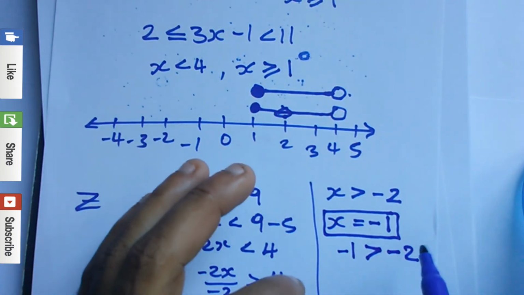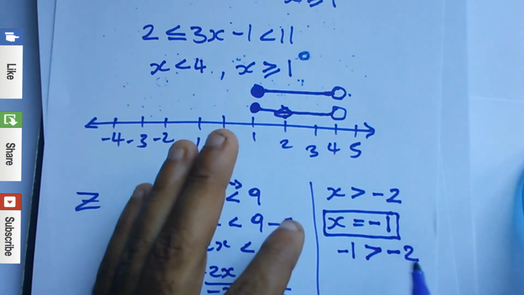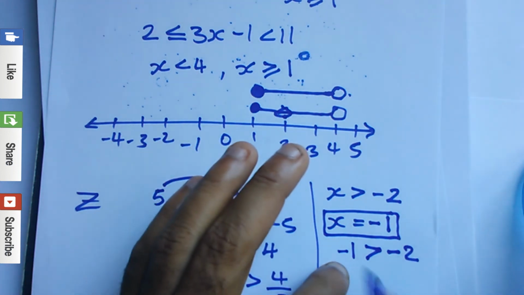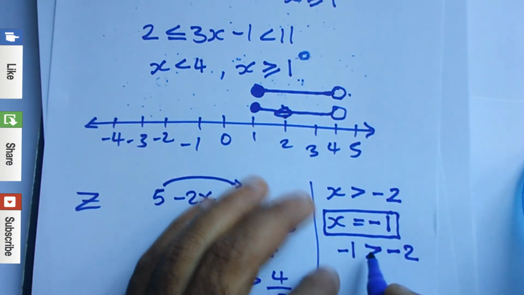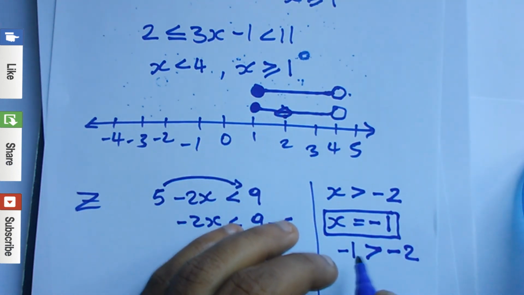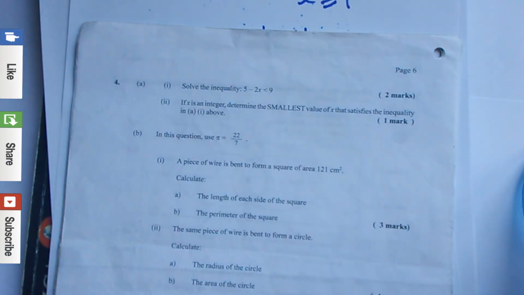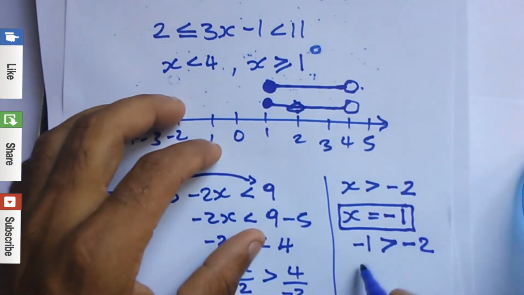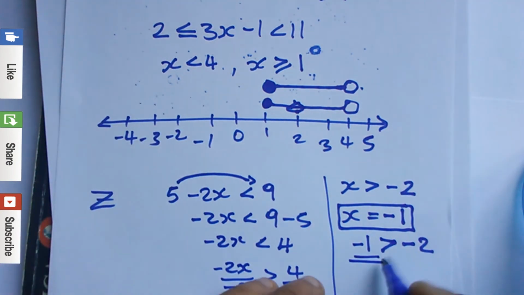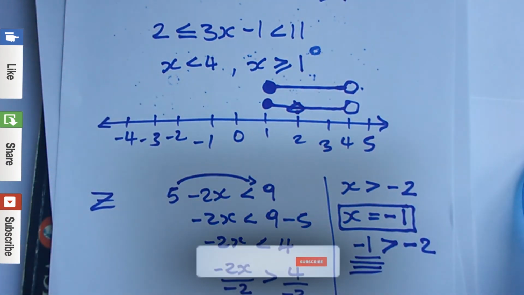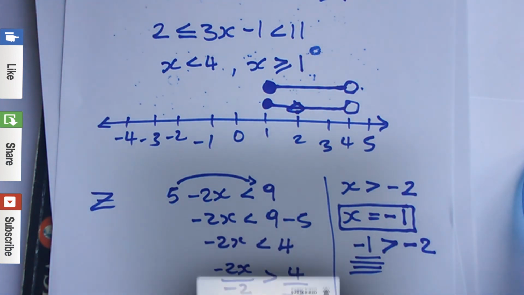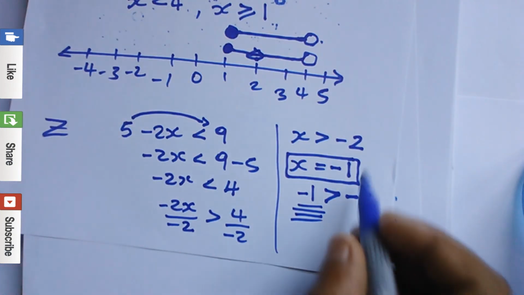What I realized I said a while ago was that negative 1 is smaller than negative 2. What I should have said was negative 1 is greater than negative 2. But they said the smallest possible integer. So the answer in this case would be negative 1, sorry. So that would be our answer for that question. Hopefully you understand what I'm saying with this last one.